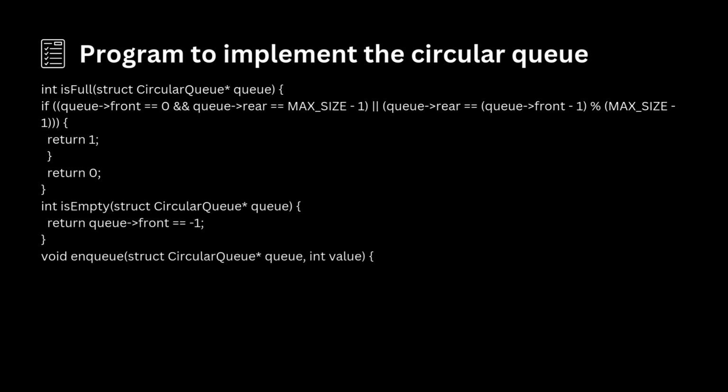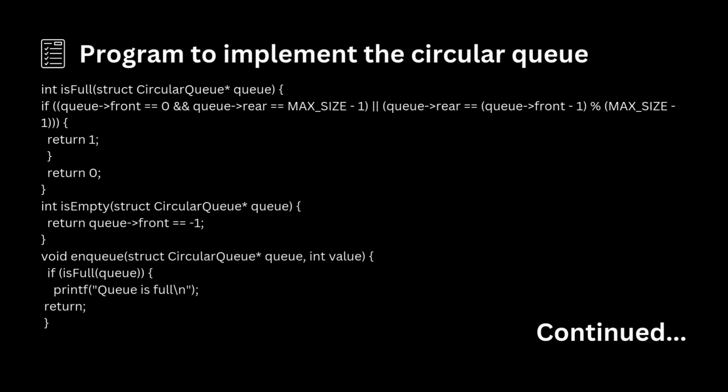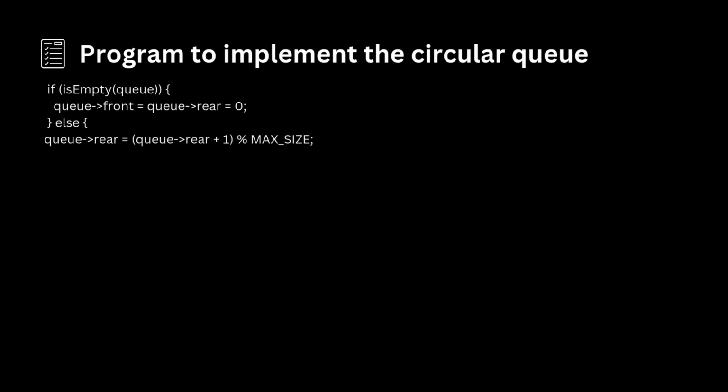Now write the function to add an element to the queue. It first checks if the queue is full by using the isFull function. If the queue is full, it prints a message and returns without adding any element. If the queue is not full, it checks if the queue is empty using the isEmpty function. If the queue is empty, it sets both front and rear of the queue to 0. If the queue is not empty, it updates the rear index by incrementing it using (rear + 1) % max size, which allows for a circular wrapping around the array. Finally, it adds the element value to the queue at the rear index and prints a message indicating that the element has been enqueued.